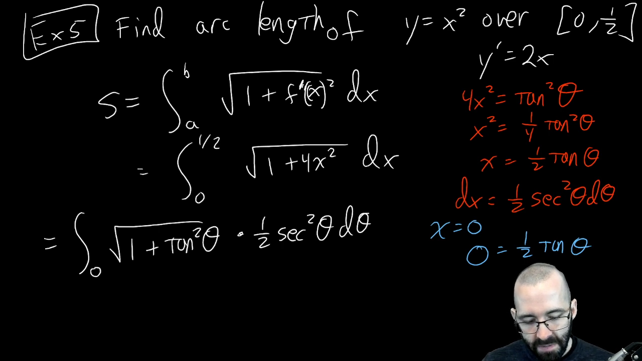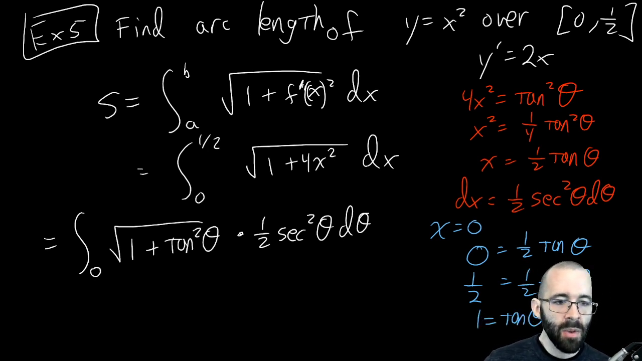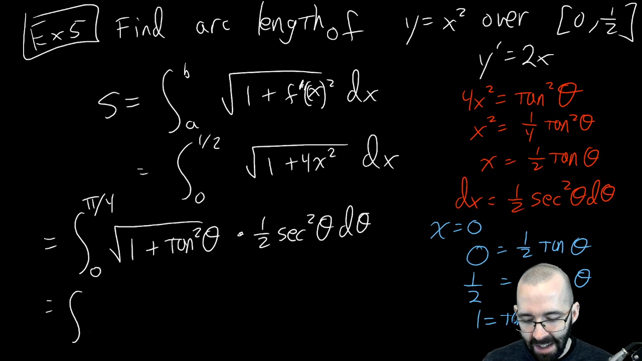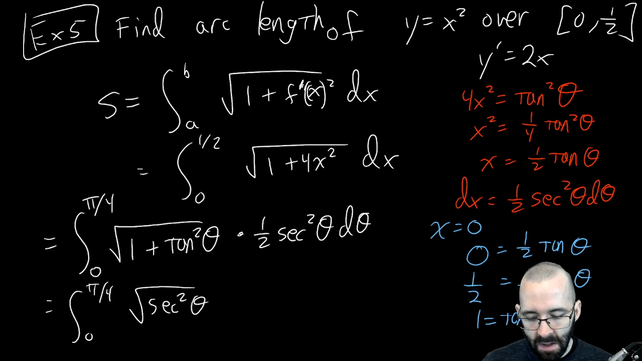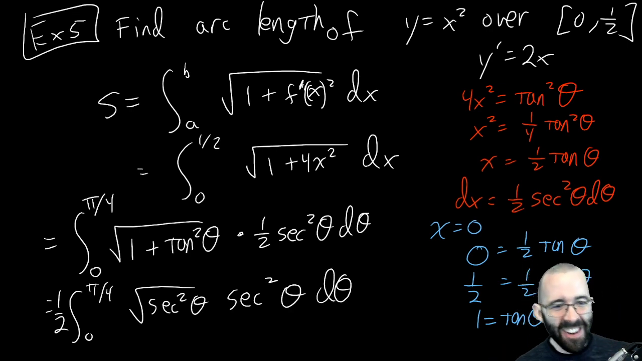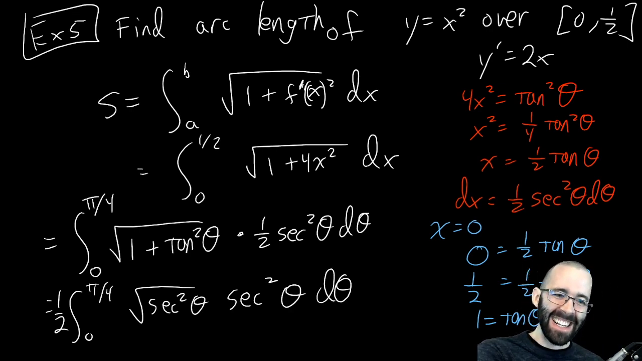The other one, when is 1/2 equal to 1/2 tangent of theta? Well, that's when tangent of theta is 1. When is tangent of theta 1? At pi over 4. Oh, this one's nicer. Not too bad. Integral from 0 to pi over 4. This just becomes the square root of secant squared. The 1/2 comes out in front. We still have a secant squared. They really brought this secant cubed integral back again.